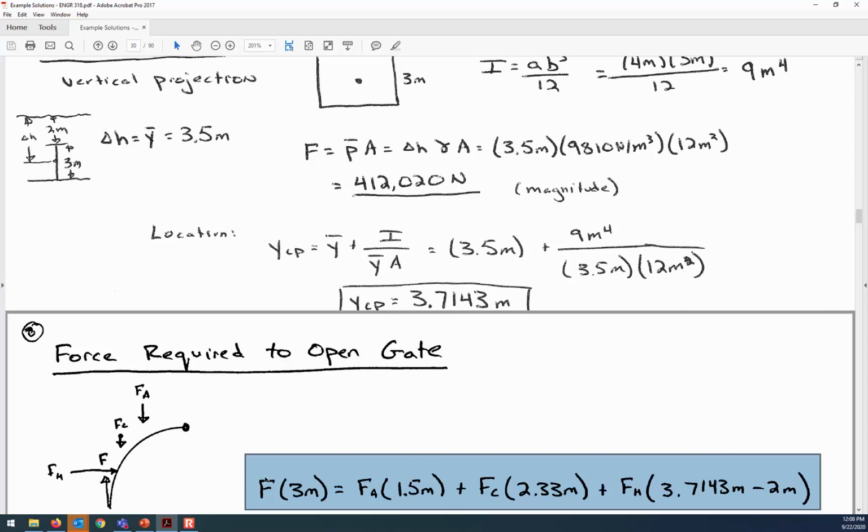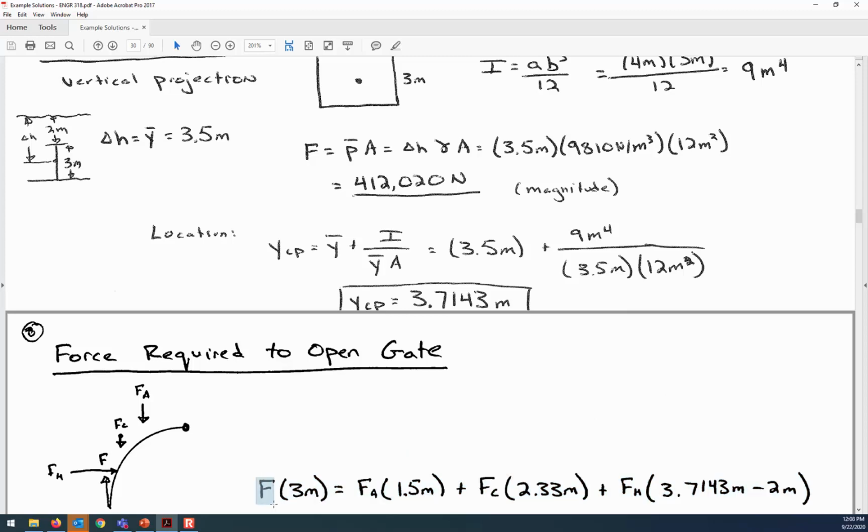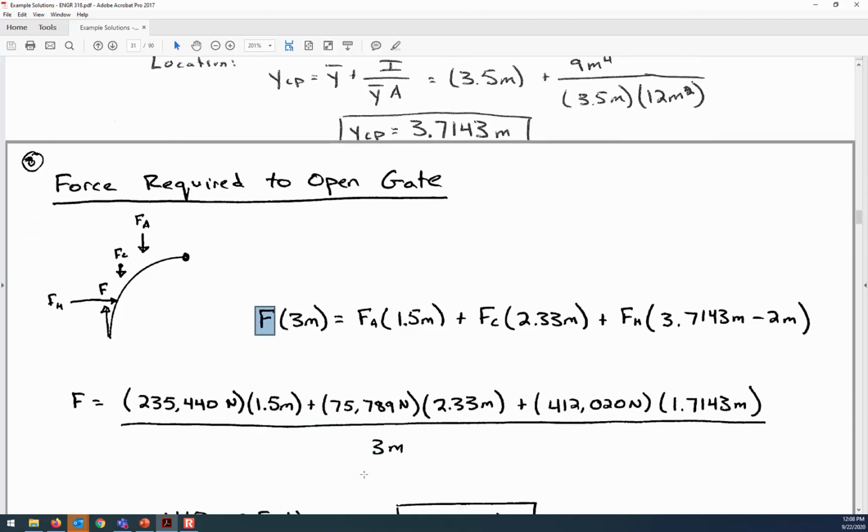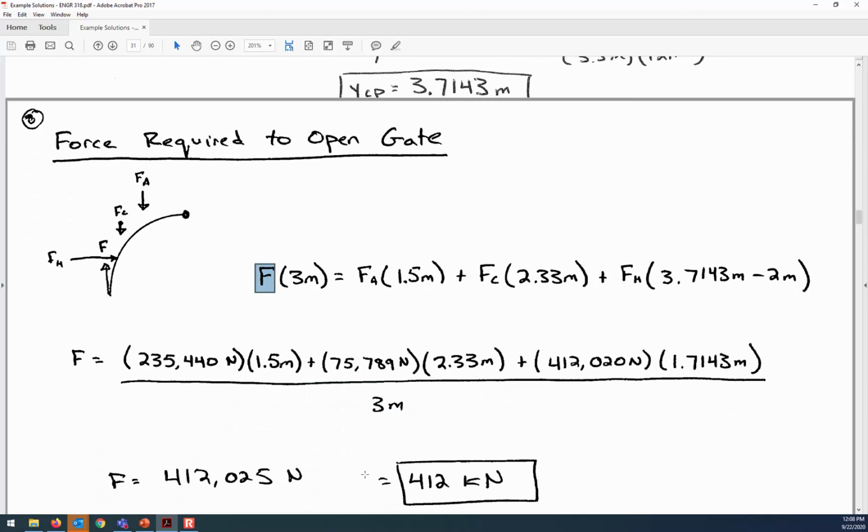And so the only unknown now is going to be F. Everything else is determined previously from our analysis. And so that means that F will be 412 kilonewtons.